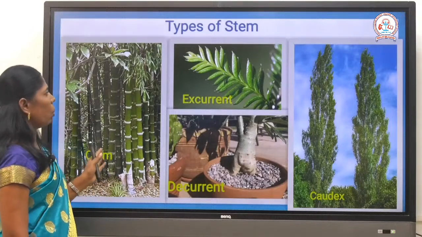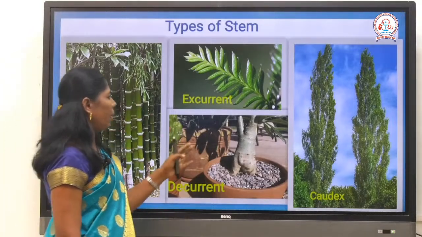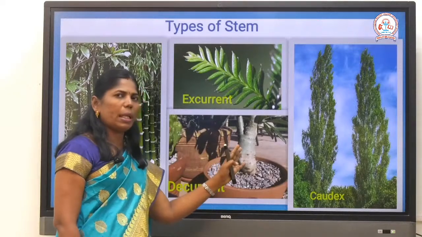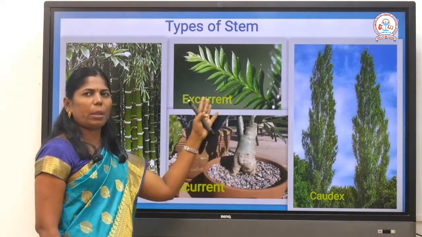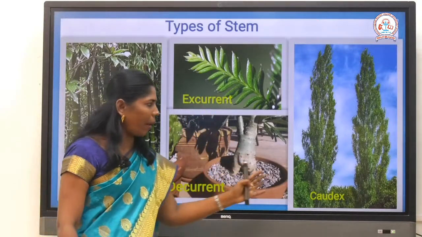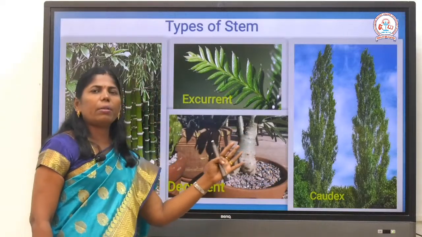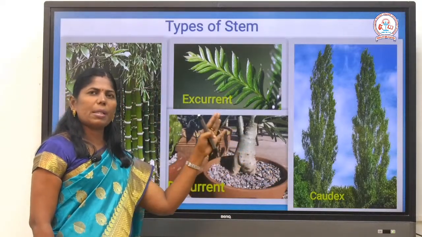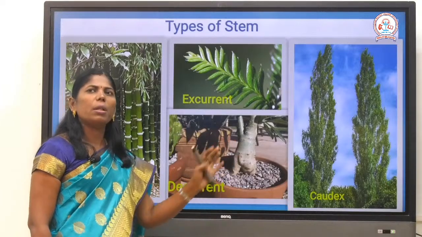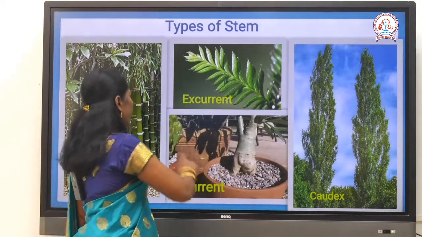So see this is culm and excurrent. The difference between excurrent and decurrent is that excurrent is cone-like, whereas decurrent has spreading branches. Caudex is without lateral branches; there are no lateral branches at all. Cocos nucifera is one example.